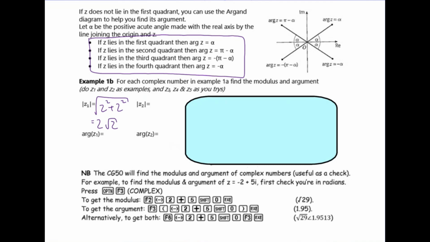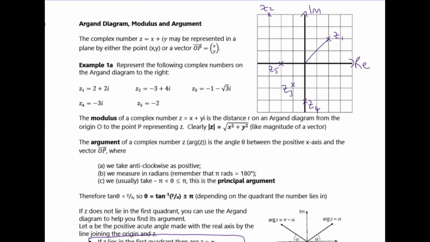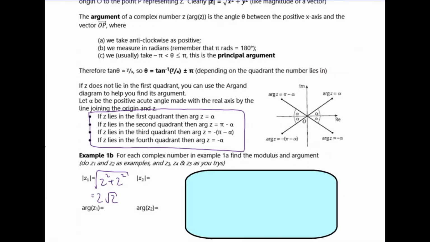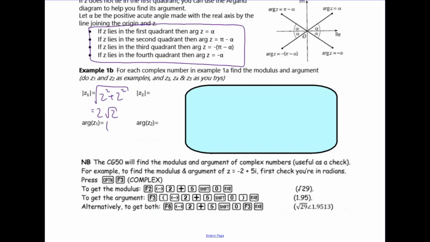The argument is the angle that this makes with the positive real axis when measured anti-clockwise from that real axis. So starting from the positive real axis and going anti-clockwise, it's this angle around here. This angle in here is the argument of Z1. We're going to use trig to calculate this. So the adjacent side is 2. The opposite side is 2. So we're going to use tan. So the argument of Z1 is inverse tan of 2 over 2. And we typically use radians to describe arguments. So we're going to say pi over 4 for this argument.